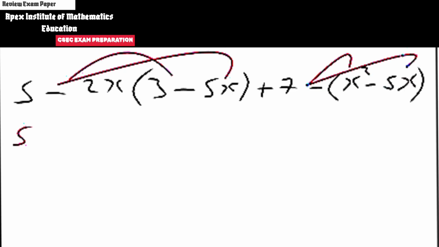Okay, so we're going to go ahead and do our distribution. So we bring down the 5 and we see negative 2 times 3, that's negative 6, and we bring back the x, so negative 2x times 3, that's negative 6x, and negative times negative is a positive, so the negative sign outside multiplies the negative sign in front of the 5x inside, that gives us positive. 2 times 5 is 10, and the x times x gives us x squared.